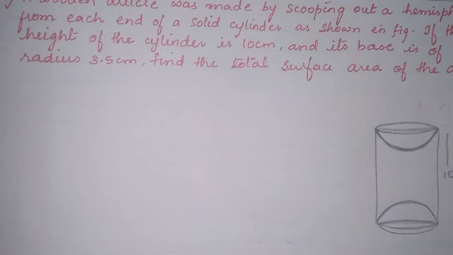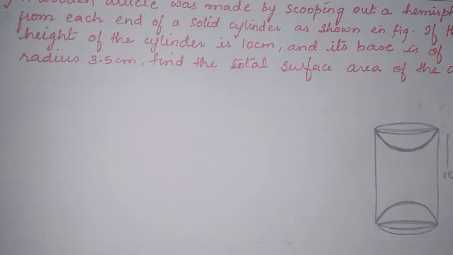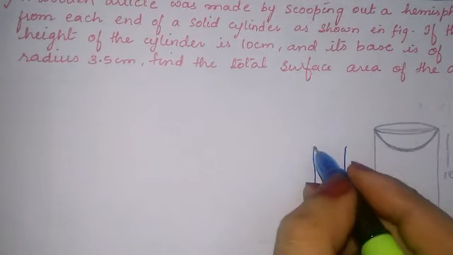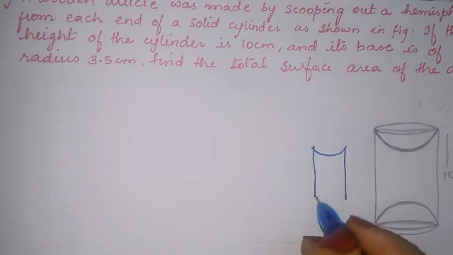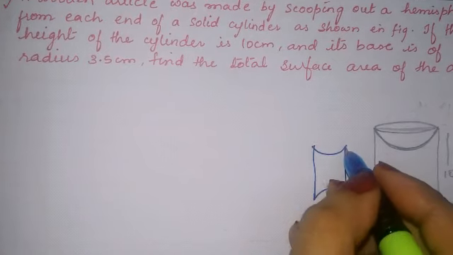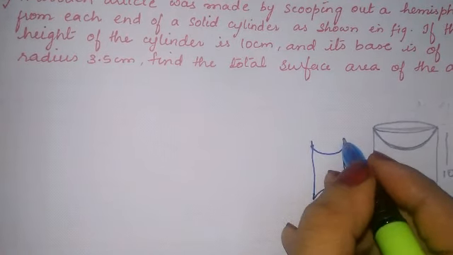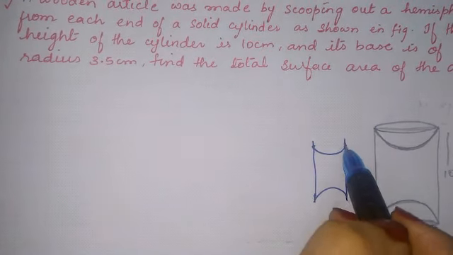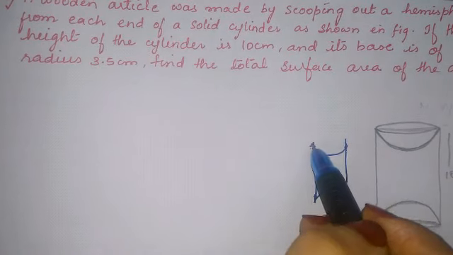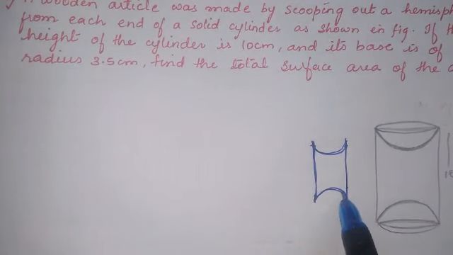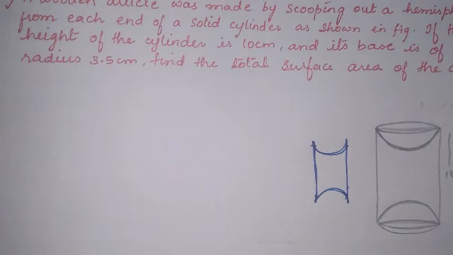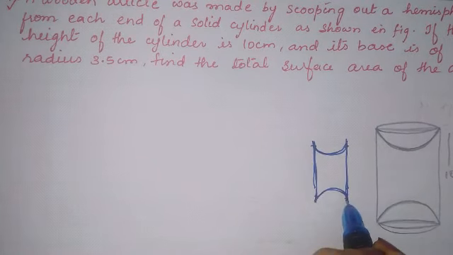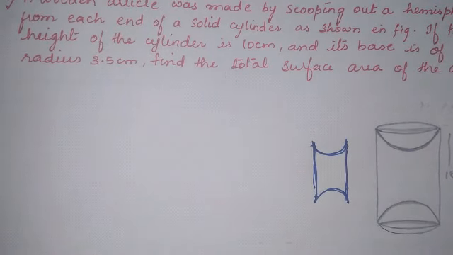First it was a cylinder. After scooping out, how does the shape become now? It will be like this. This is the cylinder. Now the shape of the remaining solid will be like this. Hemispheres on 2 sides are scooped out. They are removed. So the figure is like this, which means here we will find the CSA of the cylinder and the CSA of 2 hemispheres. The total surface area of the solid, how will we get it? CSA of cylinder plus 2 CSA of hemisphere. So let us start writing now.